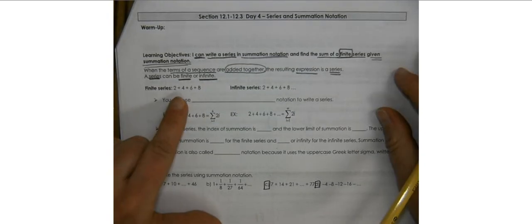A finite series ends. You're not going to see any ellipsis afterwards. This simply is 2, 4, 6, and 8 being added together. And so it comes from the sequence 2, 4, 6, 8, where there are 4 terms in that sequence, and they're simply being added together.